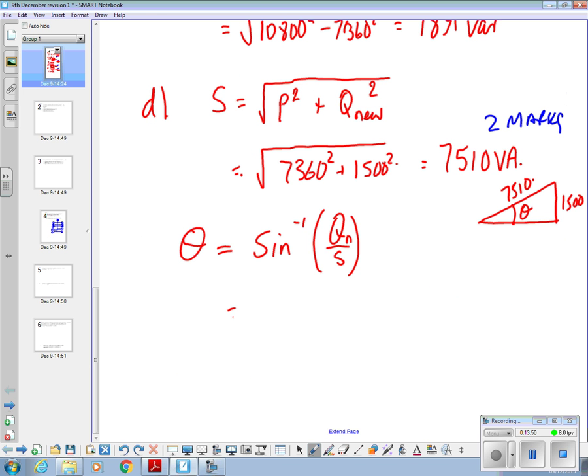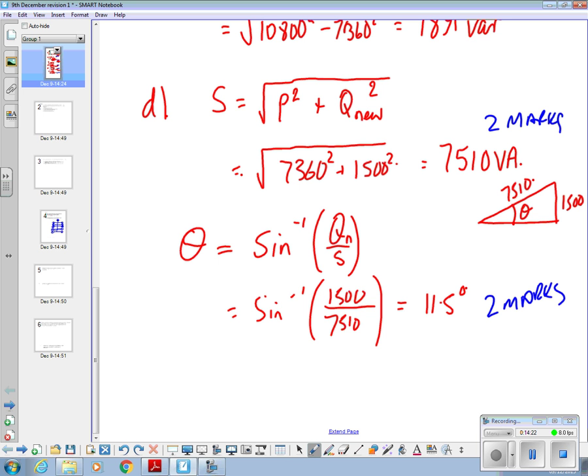So that's sine to the minus 1 of 1500 over 7510 equals, it's 0.2, the fraction, which equals 11.5 degrees. I agree with that. And that's another 2 marks.